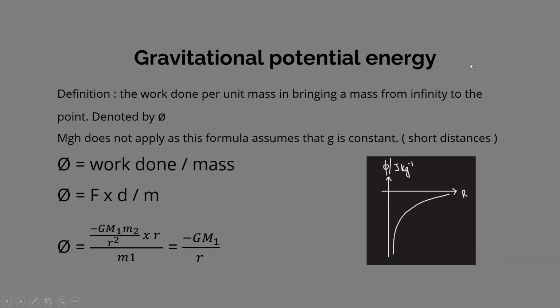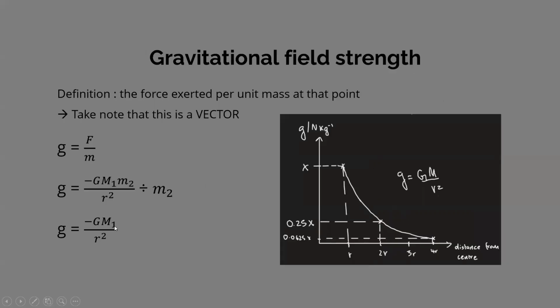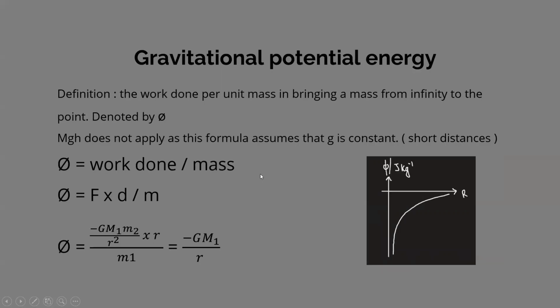The definition of gravitational potential is the work done per unit mass in bringing a mass from infinity to that point, and it is denoted by the Greek letter phi. mgh doesn't really apply here when you're finding gravitational potential, because this formula assumes that g is constant. That's not the case. We just saw that g varies with r squared, and hence this only applies for short distances. It will usually be given in the question if they want you to use mgh.